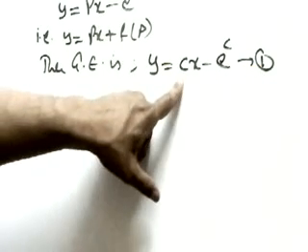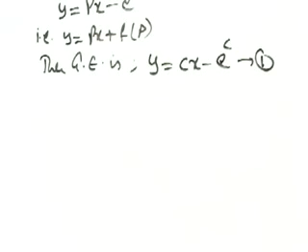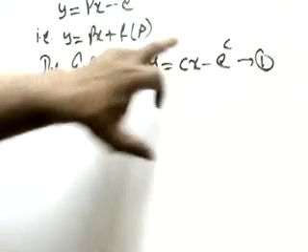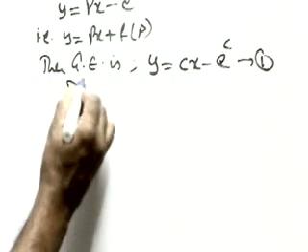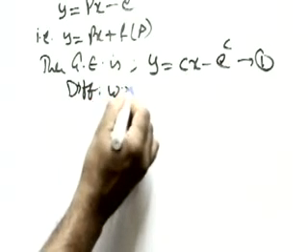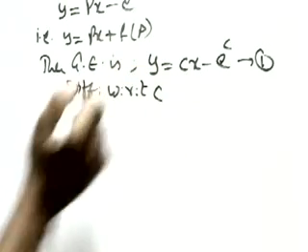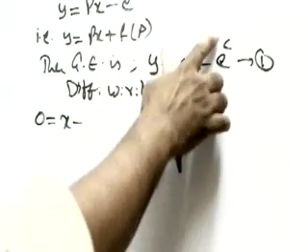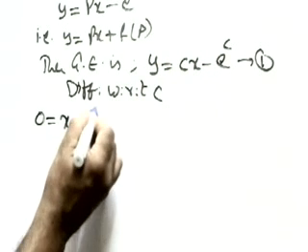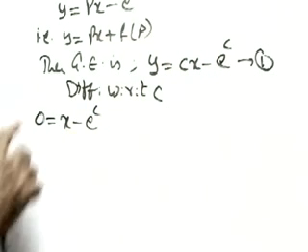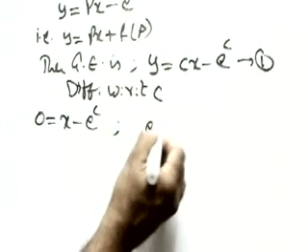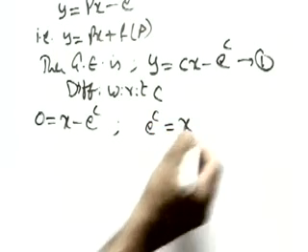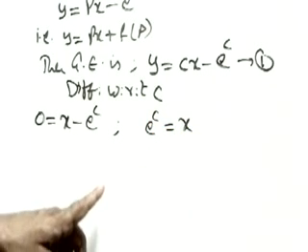Now for the singular solution we have to differentiate this with respect to c and find the value of c and substitute this. Now differentiate with respect to c. We don't have c in y, it will be 0. d by dc of cx will be x, minus d by dc of e power c will be e power c. Now bring this here. What is left here? e power c equals x.